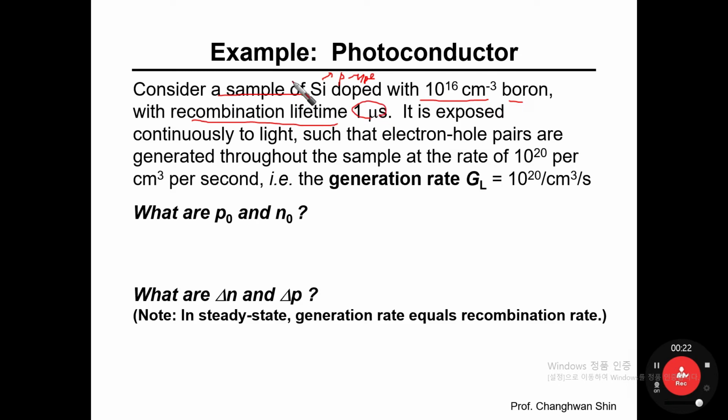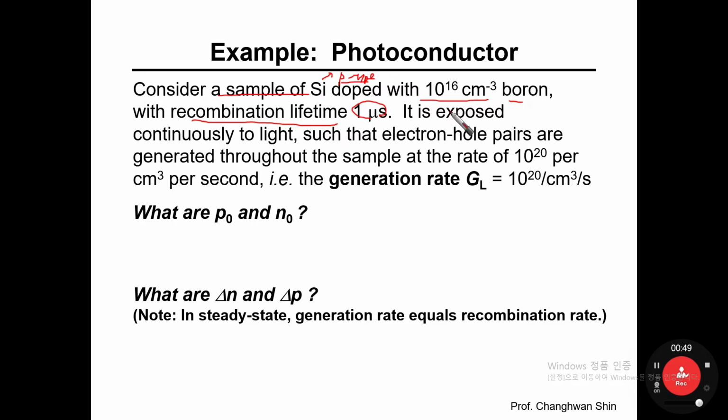Once this is p-type, if an electron is injected into this silicon, or a certain excess electron is created in this p-type silicon material, that minority carrier electron would be recombined with a hole within 1 microsecond. So on average, 1 microsecond is necessary to become annihilated with a hole.